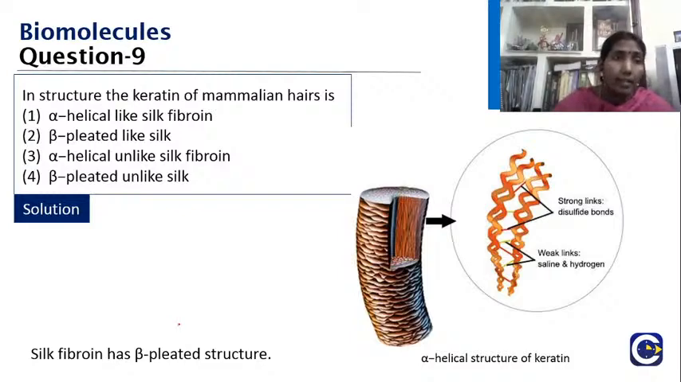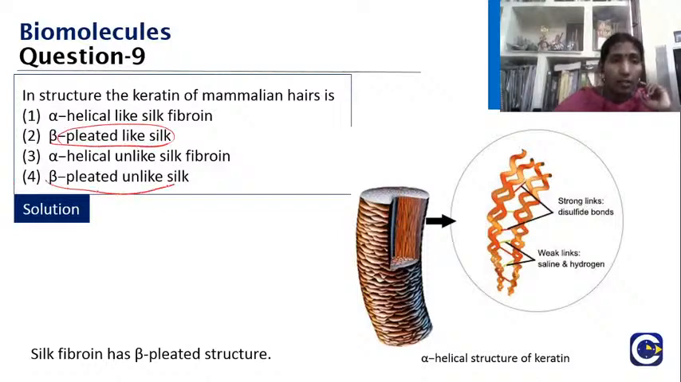It is alpha helical, which is unlike the silk fibroin. It's not like silk fibroin. It is quite unlike the silk fibroin. So that should be your answer. It's alpha helical, right? But it doesn't look the same as silk fibroin. Okay, so it is not beta pleated.